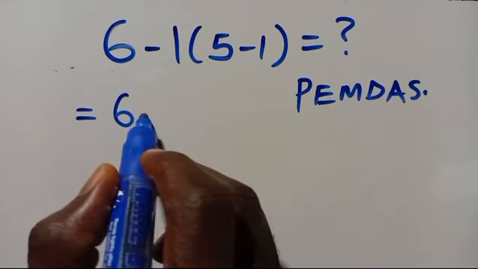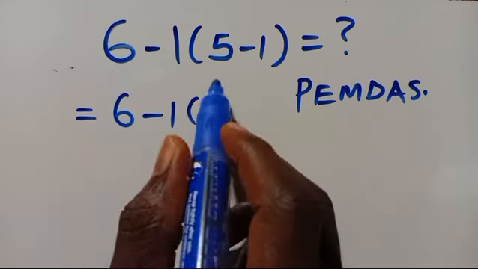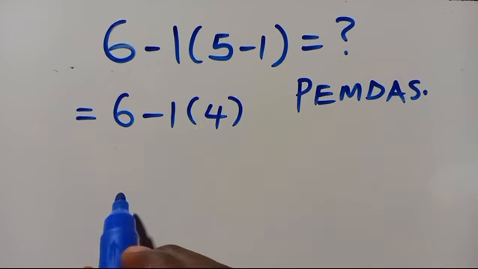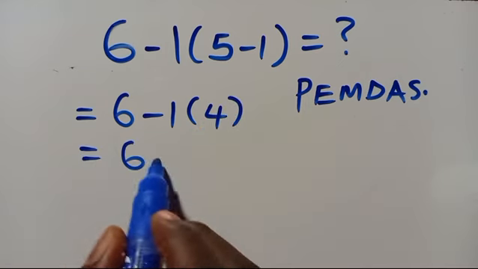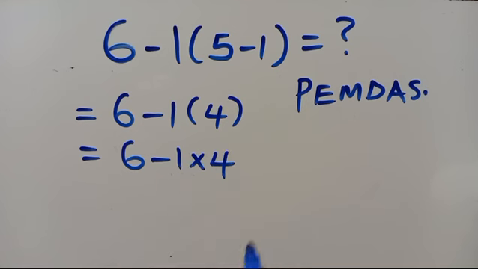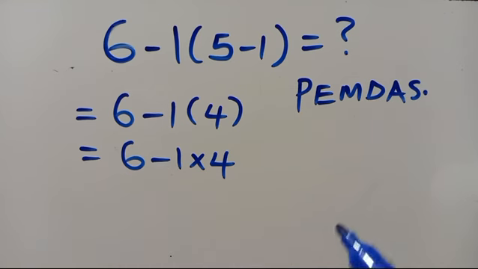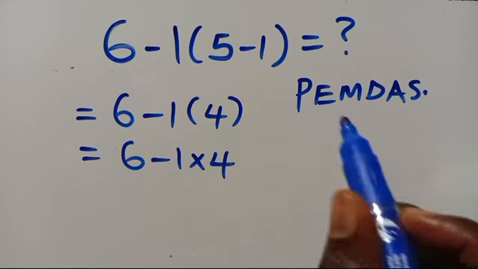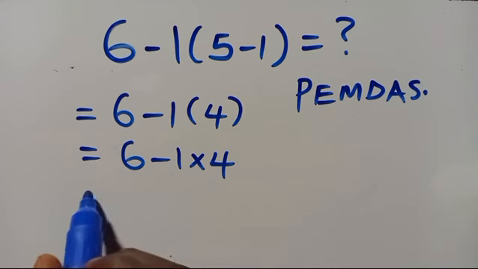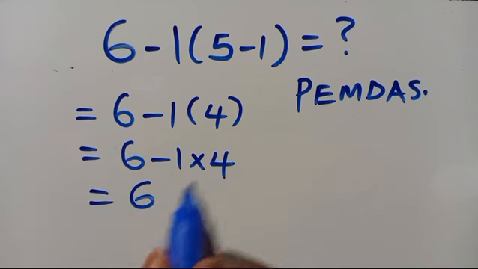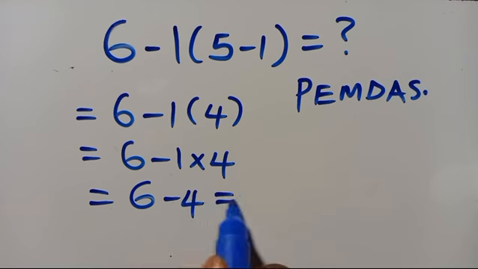So we're going to have 6 minus 1 times 4. So this will be 6 minus 1 times 4. Then when we have multiplication and subtraction, the multiplication has priority over the subtraction. So 1 times 4 will be 4, and 6 minus 4 will be 2.